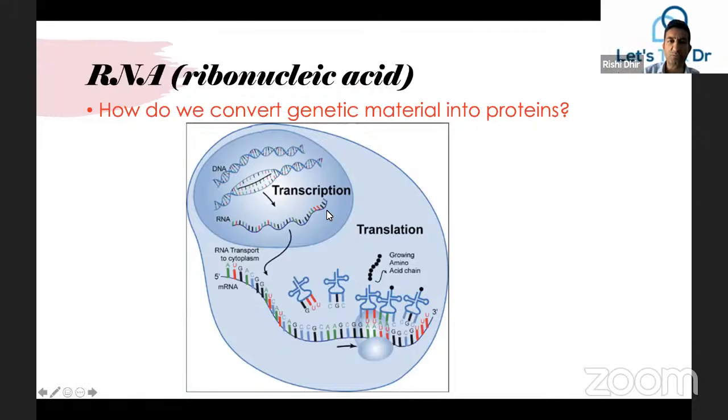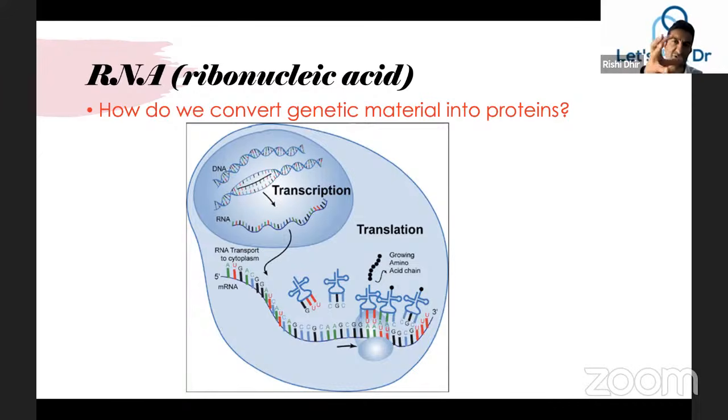Transcription is where you create templates from the DNA in the form of messenger RNA, mRNA, and it's done by an enzyme called RNA polymerase. The next thing that happens is the mRNA will exit the nucleus into the cytoplasm and combine with other RNA molecules called ribosomal RNA and transfer RNA, which allows protein synthesis to occur at the ribosomes. That process is known as translation.